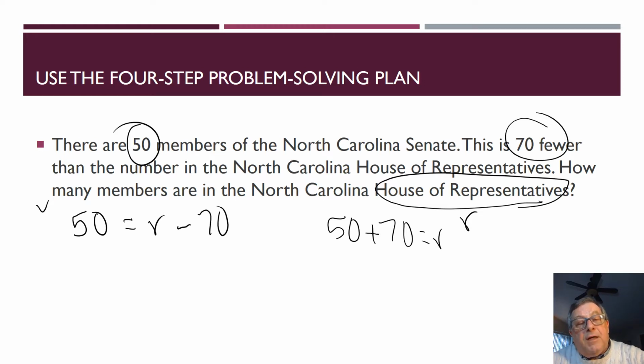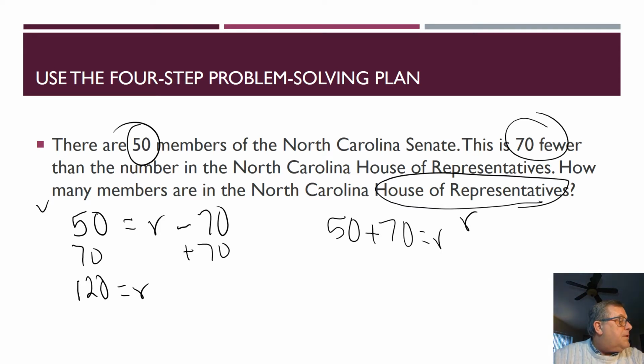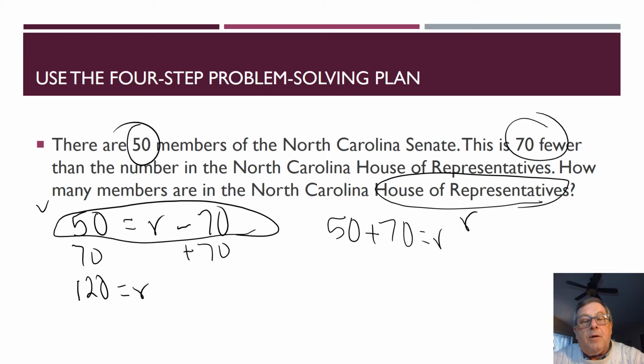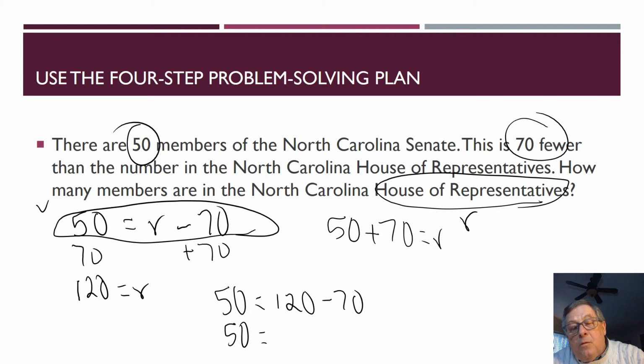If I'm going to solve this, I'm going to add 70 to both sides of this equation. And then 50 plus 70 equals 120, and that's going to equal the number of representatives. Now, to check my work, I'm going to substitute 120 for R in this original equation and see if we end up with 50. So we've got 50 equals 120 minus 70. Well, 120 minus 70 is in fact 50, so 50 equals 50.